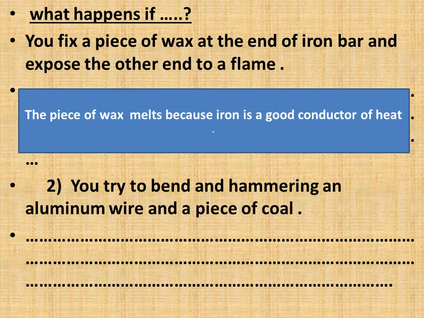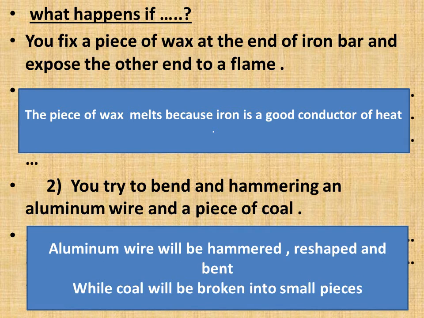Coal is a non-metal, and we knew that all non-metals can't be hammered or bent. So when we try to bend and hammer an aluminum wire and a piece of coal, the aluminum wire will be hammered, reshaped, and bent as it's a metal, while coal will be broken into small pieces as it's a non-metal, and all non-metals can't be bent or reshaped.